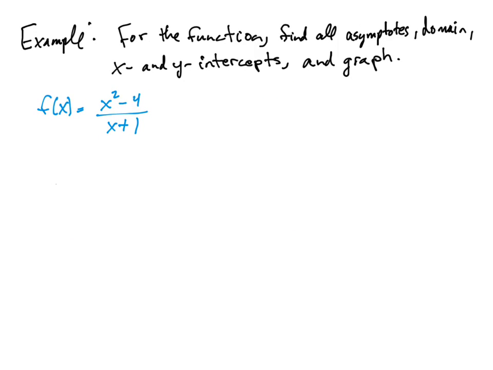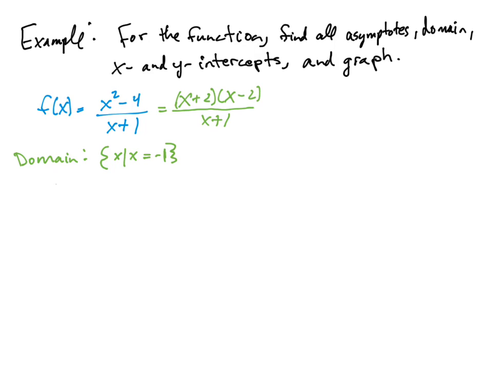Okay, one more example. Again, let's factor the numerator and the denominator. The numerator is x plus 2, x minus 2. The denominator is just x plus 1, already factored. So no factors cancel here. Let's go ahead and find the domain. The domain is going to be all x such that x does not equal -1.